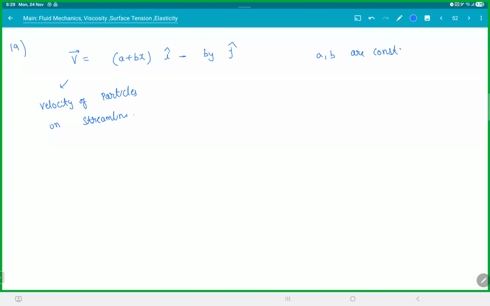You guys remember the definition of a streamline? A streamline is the path along which the particles move. Again, what is a particle in a liquid? It's a collection of molecules. So on a streamline, the speed at a given point is constant. It doesn't change with time.